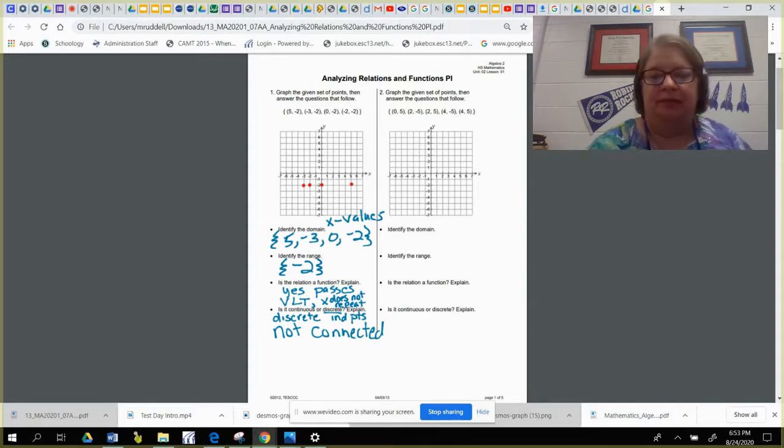Okay, next. Again, we have a set of ordered pairs. It says graph the given set of points, answer the questions that follow. So our points here are 0, 5, 2, negative 5, 2, positive 5, 4, negative 5, and 4, positive 5.